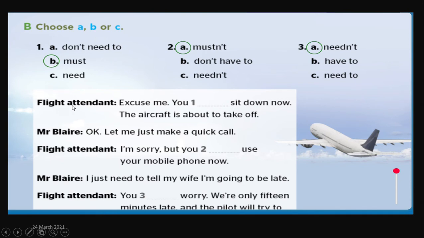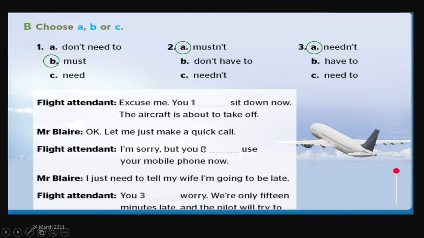I have here the flight attendant: "Excuse me, you sit down now. The aircraft is about to take off." What do you think? The instruction given to us from the flight attendant. What are you going to use? Excellent. I'm going to use B. Must. You must sit down. Obligation. That's right. Move to number 2.